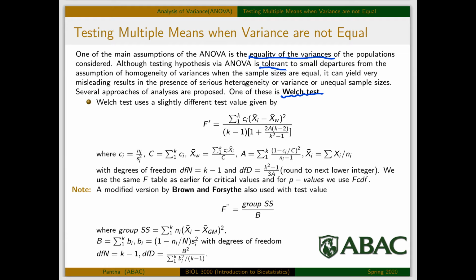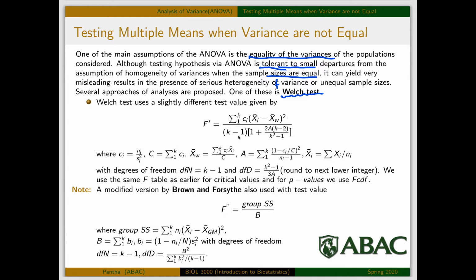If the variances are a little bit different and the sample sizes are equal, the ANOVA works well. But it can give you very misleading results in the presence of serious heterogeneity of variance, or unequal sample sizes. There are several approaches in this situation, many methods people use. One of them is the Welch test.